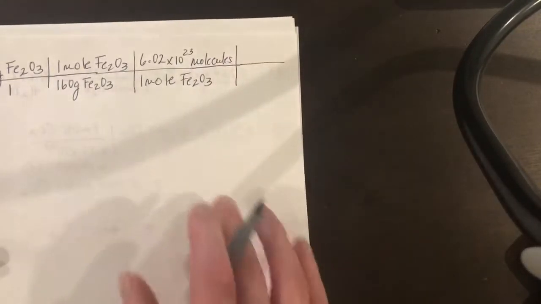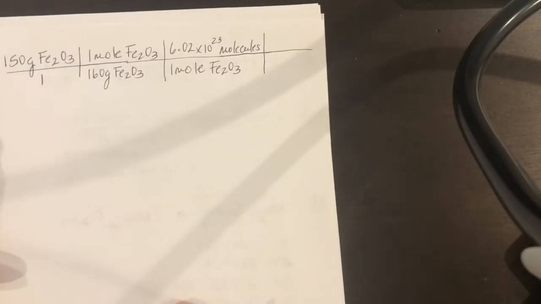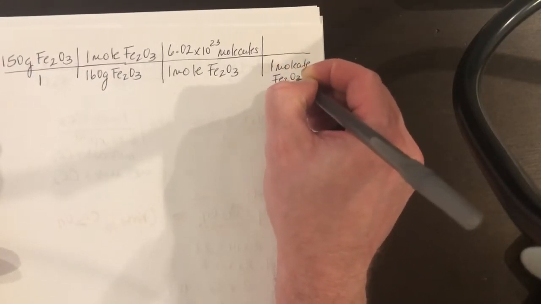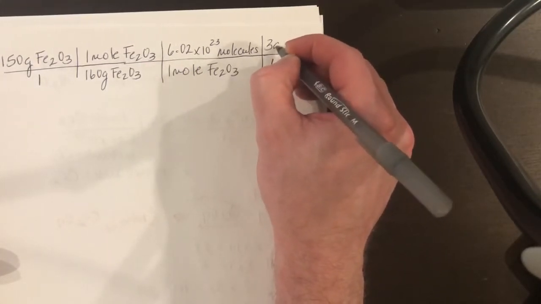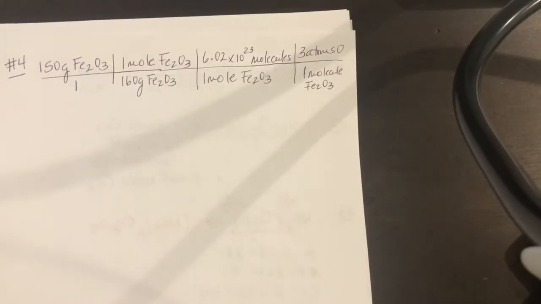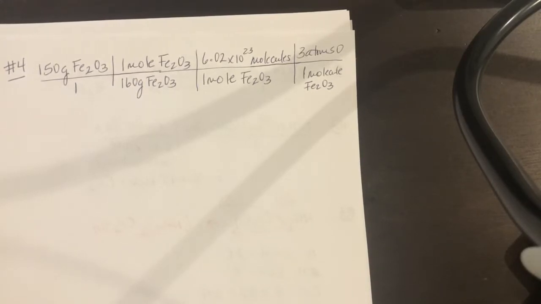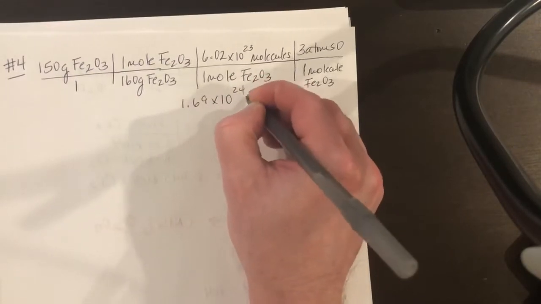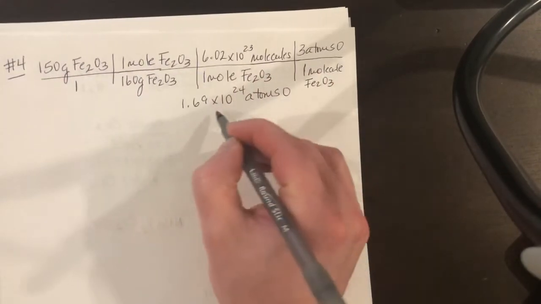Okay, and then the last step we're going to do is look at how many atoms of oxygen I have in one molecule. So in one molecule of Fe2O3, I have 3 atoms of O. Okay, and I'm going to put that all in the calculator. Let me just double check my answers real quick. 150 times 6.02 times 10 to the 23rd times 3 divided by 160. And I got 1.69 times 10 to the 24th atoms of O.